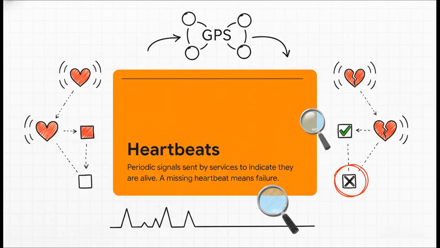That's where heartbeats come in. Every single service is constantly sending out this tiny little signal, like a pulse, that just says, hey, I'm alive, I'm okay. If that heartbeat suddenly stops, the system knows immediately that something's wrong, and it stops sending traffic that way. It's basically the system's vital signs monitor.